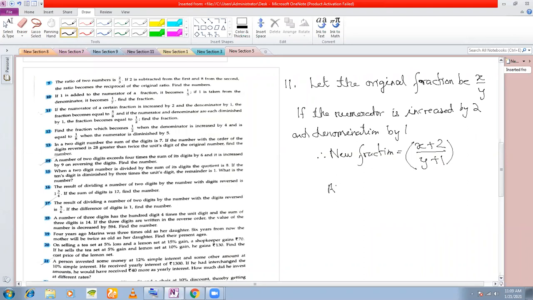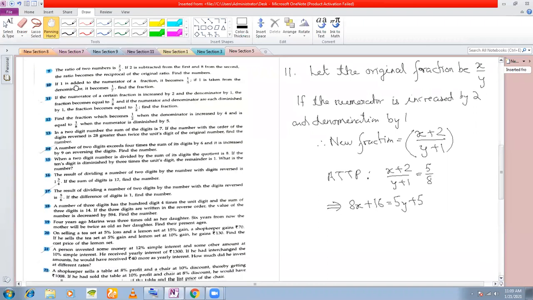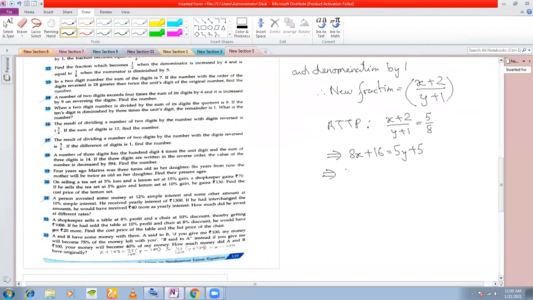But according to this problem, this fraction becomes 5 by 8. So x plus 2 by y plus 1 must be equal to 5 by 8. Now you cross multiply. So 8x plus 16 is equal to 5y plus 5, which means 8x minus 5y is equal to 5 minus 16, which is minus 11. Call this equation number 1. We're going to use this equation to solve for x and y.